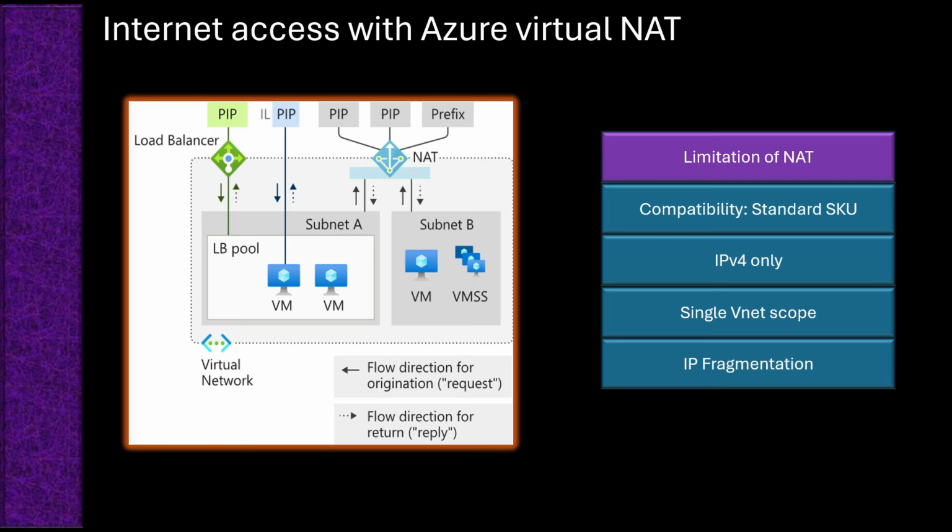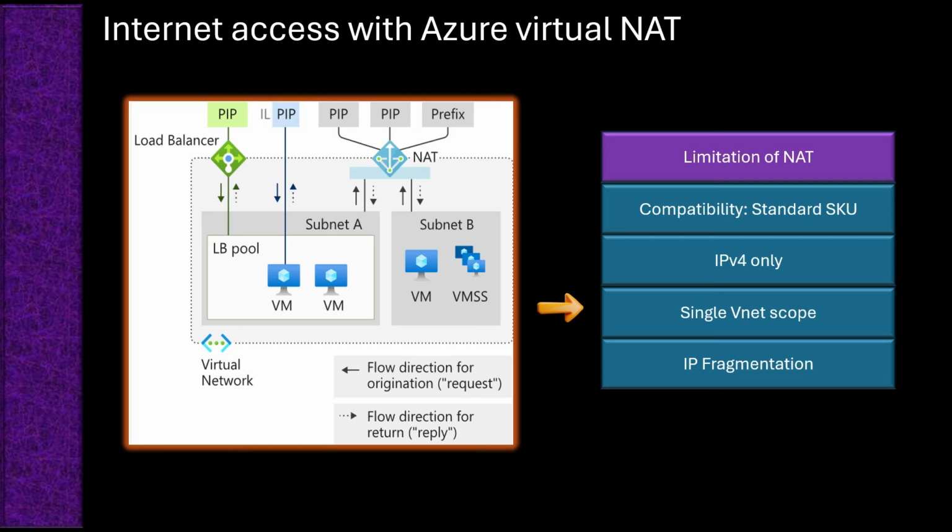While Azure Virtual NAT is powerful, there are a few important limitations to consider when designing your network infrastructure. NAT works only with standard SKU resources like a standard load balancer and public IPs. It's not compatible with basic resources such as basic load balancers or basic public IPs. Basic resources must be deployed on subnets not configured with NAT. NAT only supports IPv4, meaning it won't work with IPv6 resources. Subnets with an IPv6 prefix cannot have NAT applied.